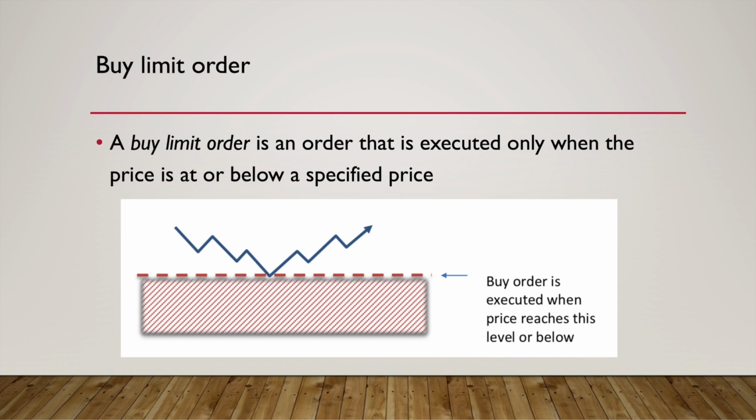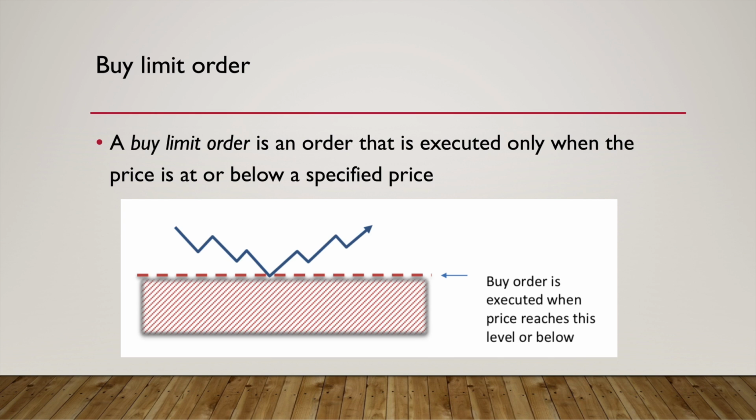A buy limit order. A buy limit order is an order that is executed only when the price is at or below a specified price. Meaning, if you believe the price will come down to a certain price level and then will rise, as we can see in this diagram, then you would use the buy limit order. When the price reaches the set limit price or below it, your order will be executed. This set limit price right here is the red dotted line. If the price goes below it or at it, then the order will be executed.